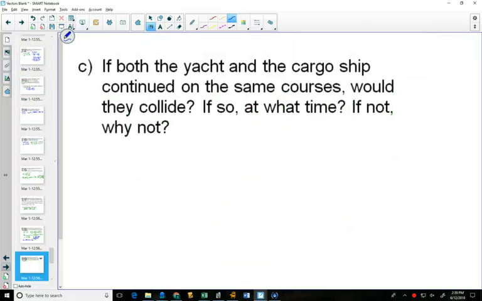Because it's not going to stay a pleasure boat much longer. If both the yacht and the cargo ship continued on the same course, would they collide?